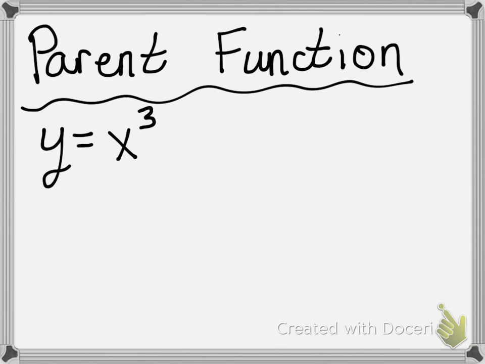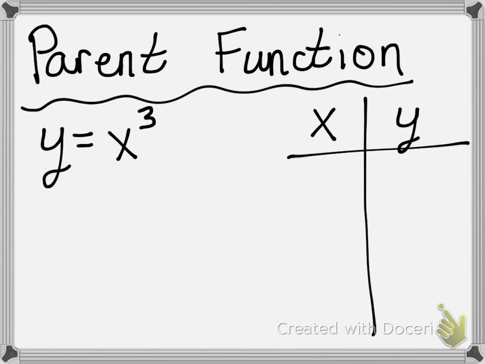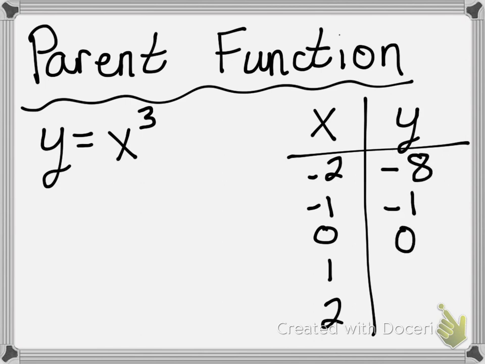Now, when we try to graph this, I'm first going to make a t-chart. I'm going to pick 0, a couple numbers above it, and a couple numbers below it. We can continue, but this is probably pretty good for now. I'm going to substitute these numbers into the x value and then cube them, which gives us the values of -8, -1, 0, 1, and 8.